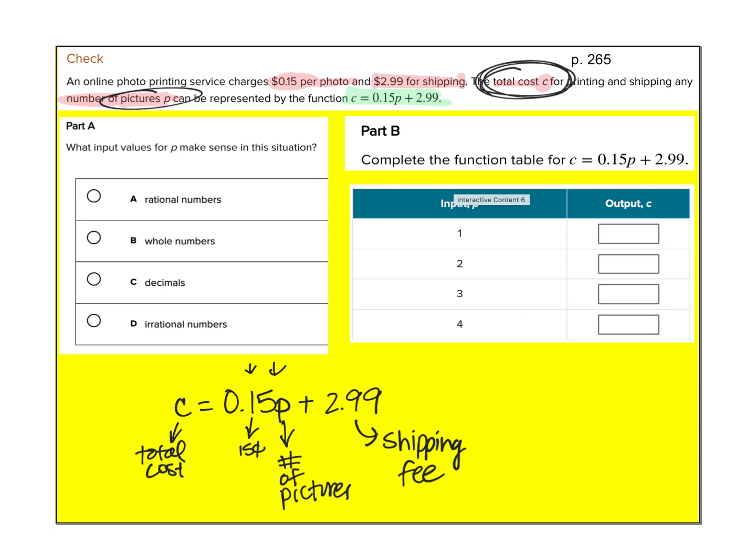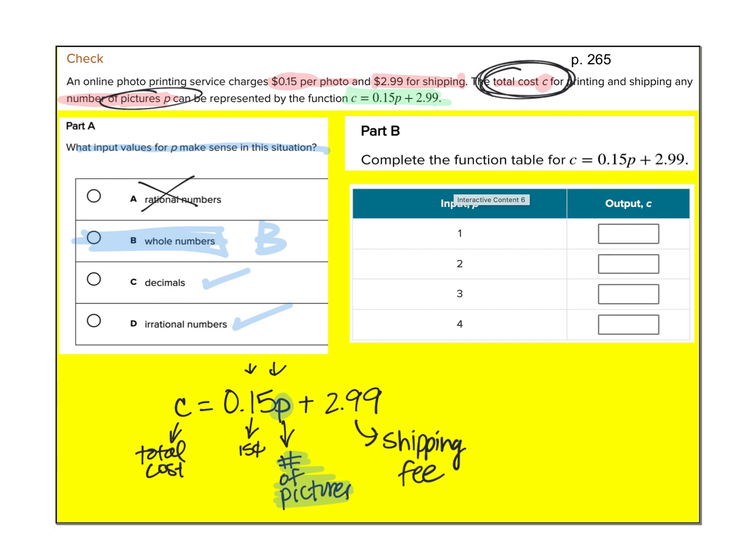So if I was going to make an input table, we want to think of what kind of numbers make sense to use for P. Now let's think about what P stands for down here. P is the number of pictures. How many pictures could you order from a photo place? Well, you could order 0 pictures. You could order 1, 2, 3, 4. You're not going to order half a picture. You're not going to order negative. Okay, it says which input values for P make sense? Well, you're not going to order a decimal, so no. You're not going to have irrational numbers. I would think whole numbers work the best. So I'm going to say letter B. Rational numbers, that would include fractions, and I am not going to have a fraction of a picture.